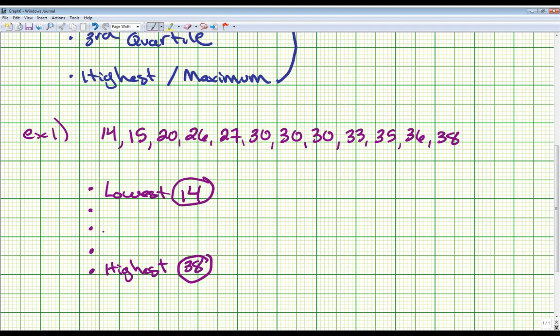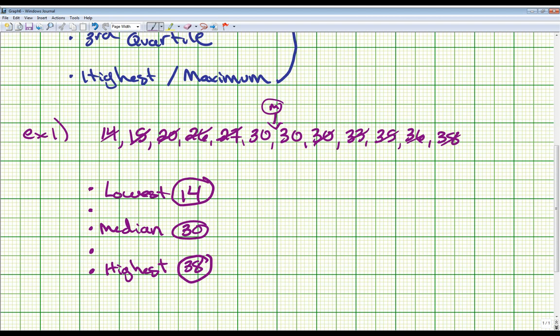Now let's do the middle one, our median. So if I cross off 14, 38, 15, 36, 20, 35. This one and this one would pair up. That one and that one would pair up. My median would be right in between those two. And lucky for me, they're both the same number. So I can say my median would be 30 in this case.